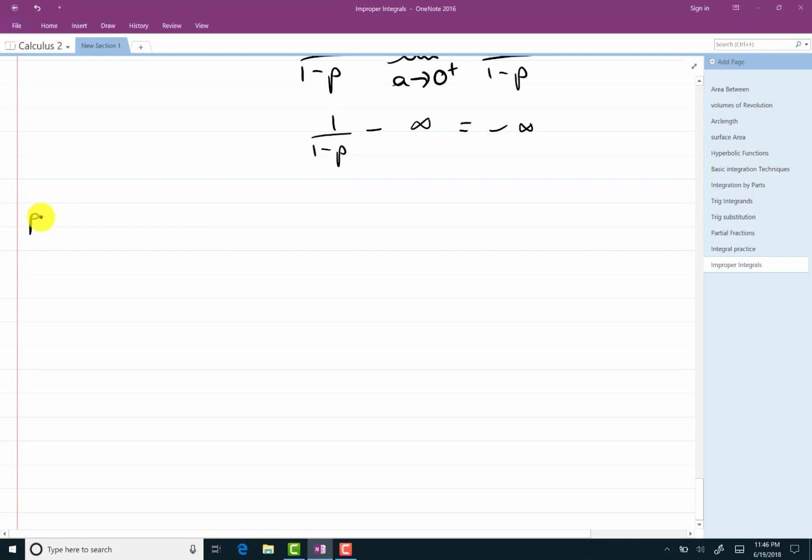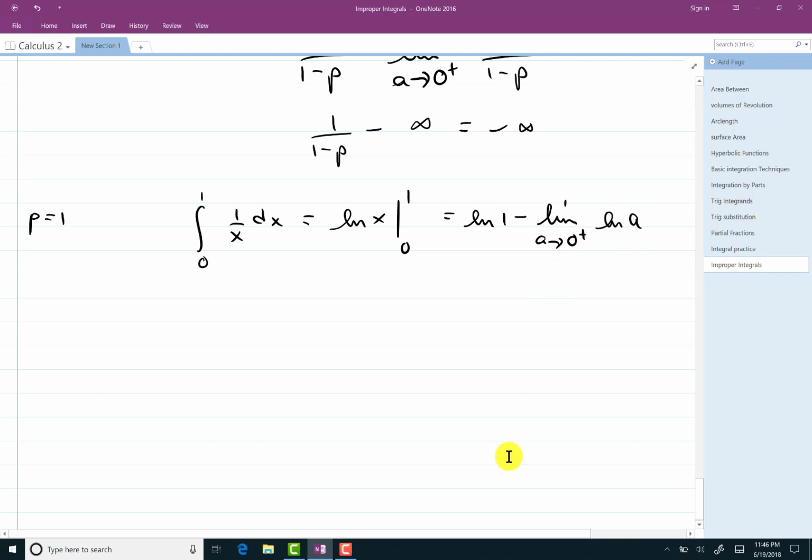And then for p equal 1, we're still dealing with this. I don't need absolute values again because I'm not dealing with negative numbers. Well, you know that the natural logarithm, if you go to 0 from the right-hand side, the graph of ln of x goes shooting down to negative infinity. So this equals 0 minus negative infinity equals infinity.